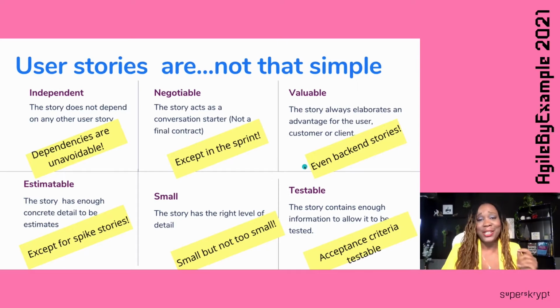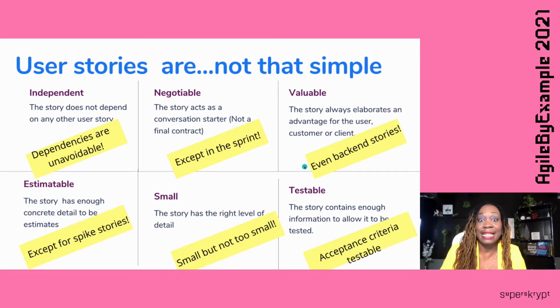But user stories are not that simple, right? We don't just say this acronym and we're done. There's a lot of nuances with each of these things, and these are the nuances. So when it says it's independent, I have yet to see a project that has all of its user stories independent. There's usually some dependencies.